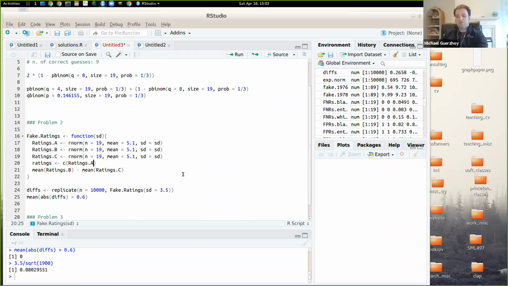Okay, so I'll make a vector that's going to be ratings A, ratings B, and ratings C. And now, to compute the range, I'll just do max of ratings minus min of ratings. Make sense? So I just put all, sorry, this is min, of course.